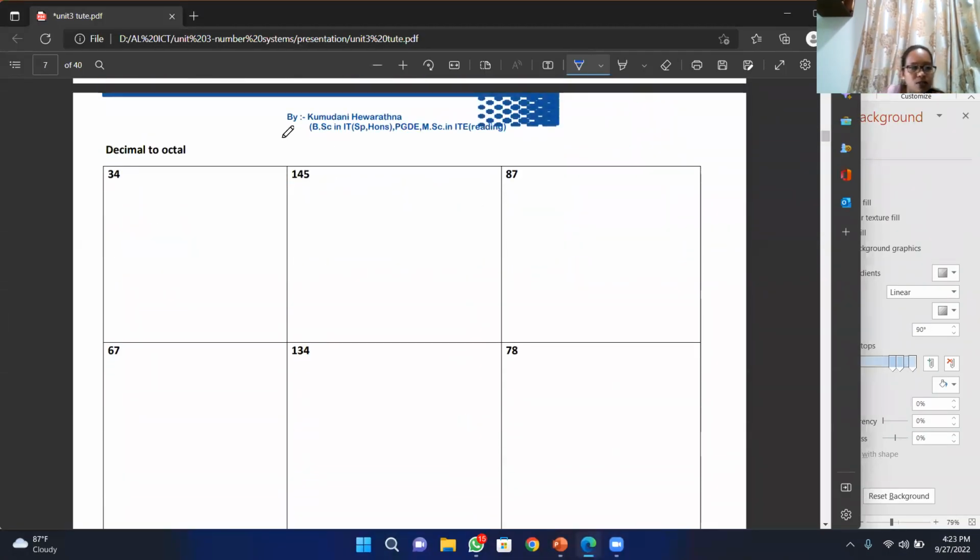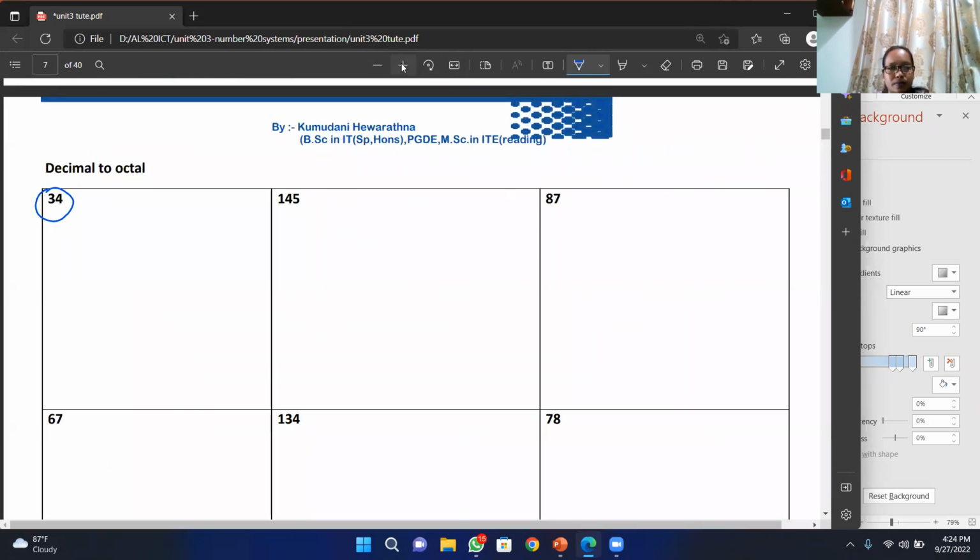Decimal to octal. First do the first one, 34. Shashini, next let me know the answer for this one, right? Shashini.